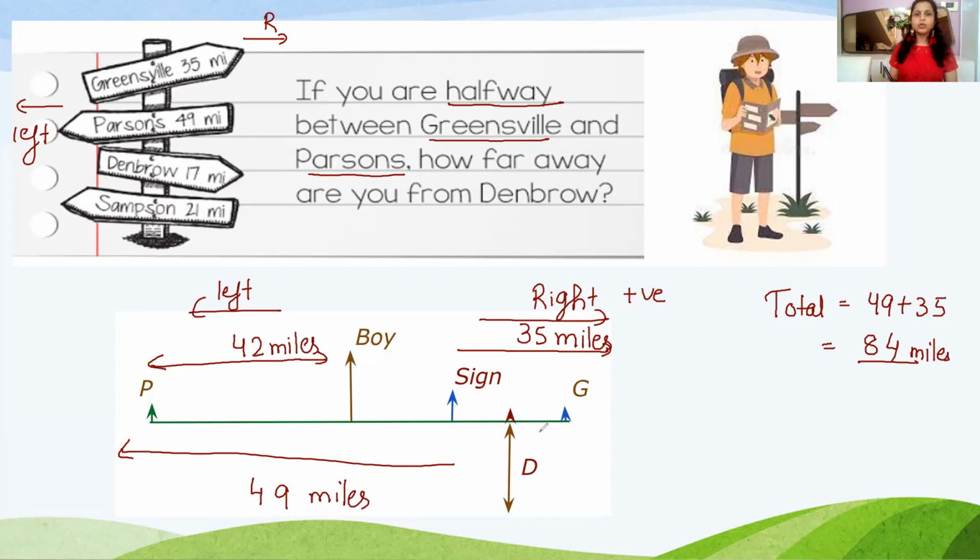Now, what is asked in the question? How far are you from the Denbrough? So Denbrough is how much? 17 miles, right? From the signpost, Denbrough is 17 miles, because we will always be talking from our signpost. Now, the distance between the boy and this signpost: this distance is 49 and this distance is 42. So this will be 49 minus 42, that is 7 miles.